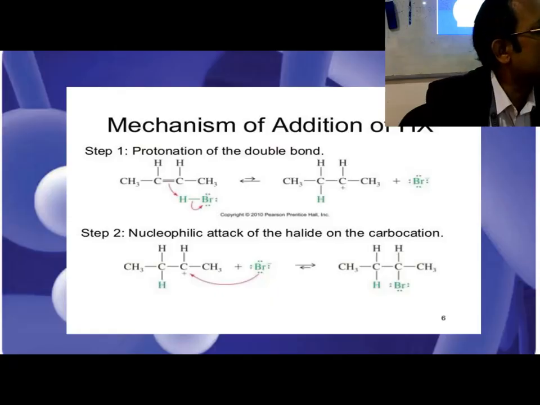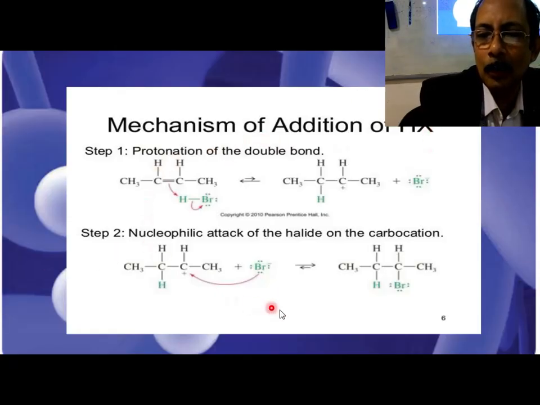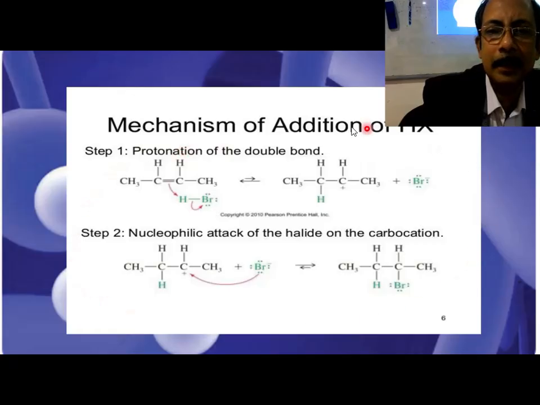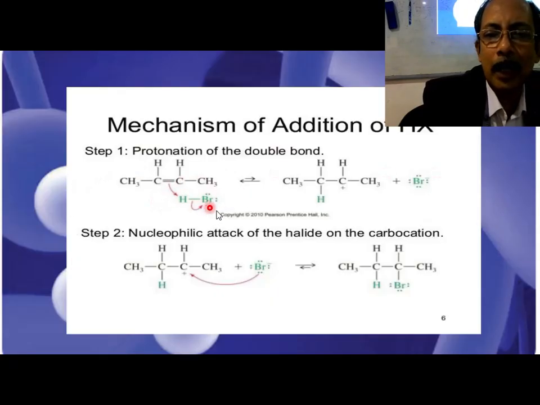So next is the mechanism. As I told you already, I have shown you the mechanism, but here it is also there. Protonation of the double bond: first H is getting added. This shows Markovnikov addition. So first this double bond is broken, producing a carbocation. Then the Br minus, bromide, is added, producing the brominated product.